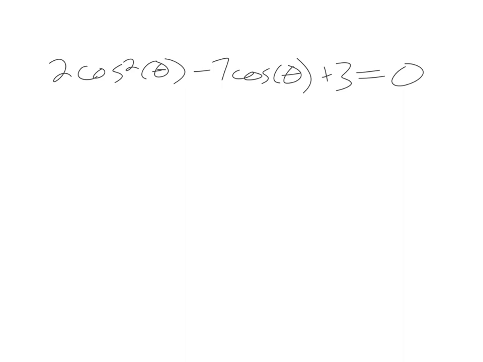All right. Oh boy, look at this thing. 2 cosine squared of theta minus 7 cosine of theta plus 3 equals 0. So we got cosine squared in there, we got a regular cosine in there, and we got some other stuff. So what you're all saying to yourself, I'm sure right now, is, hey, this sure looks a lot like a certain type of equation I've seen before. It looks like a quadratic equation.